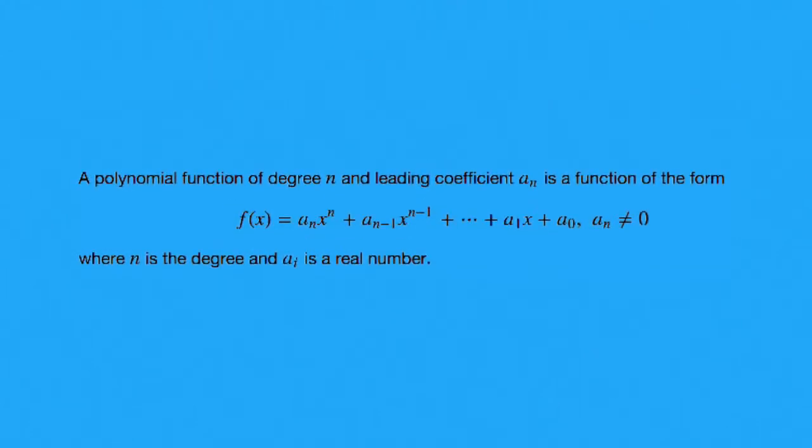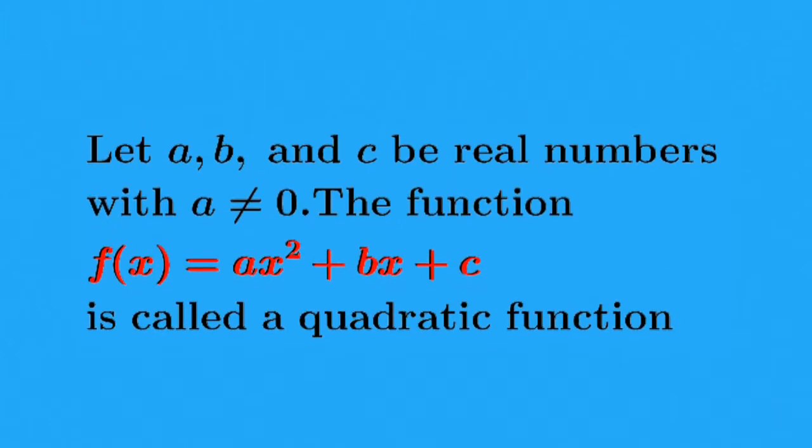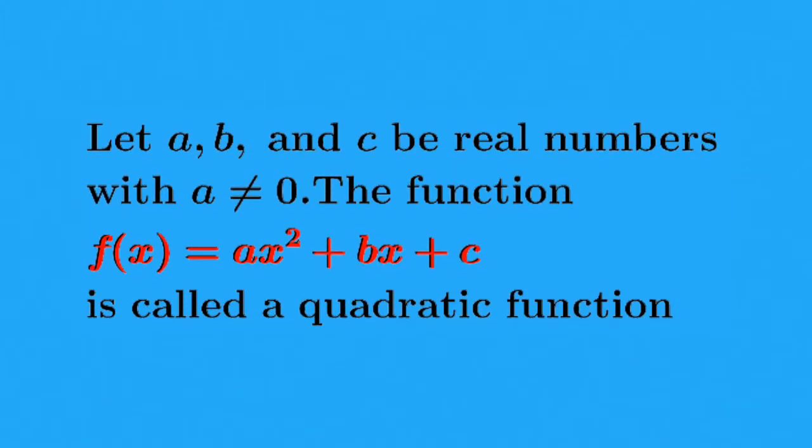To begin with, we formally define what it means for a function to be a polynomial with a definition before you. While this definition can look quite complicated, I assure you we've already seen polynomials before. For example, the linear function is a polynomial. Also, the quadratic function is a polynomial. In this video, we'll be specifically focusing on the quadratic function.